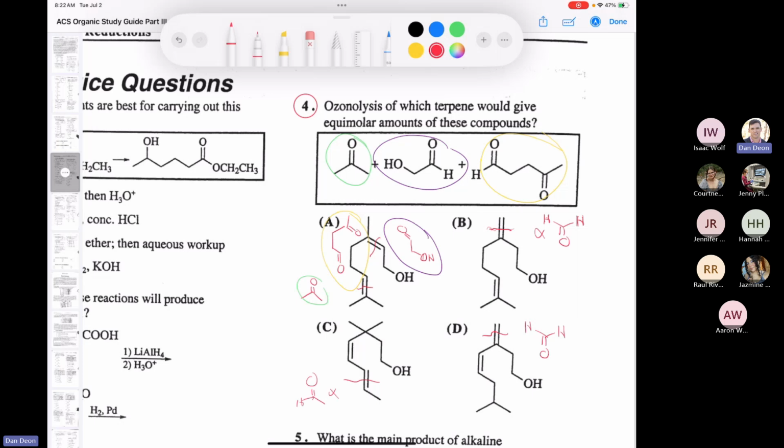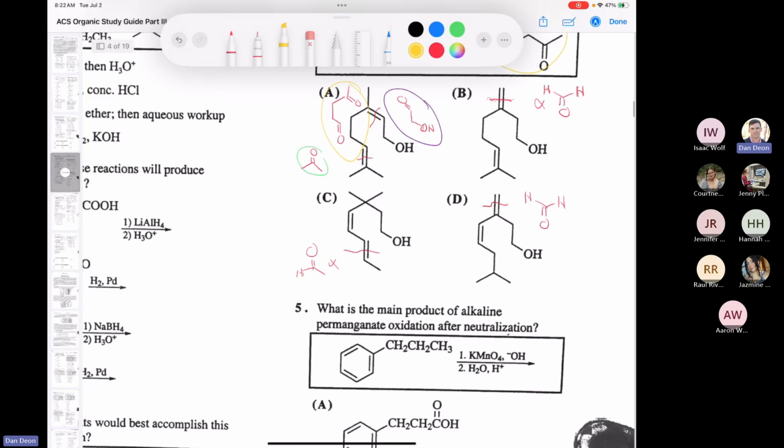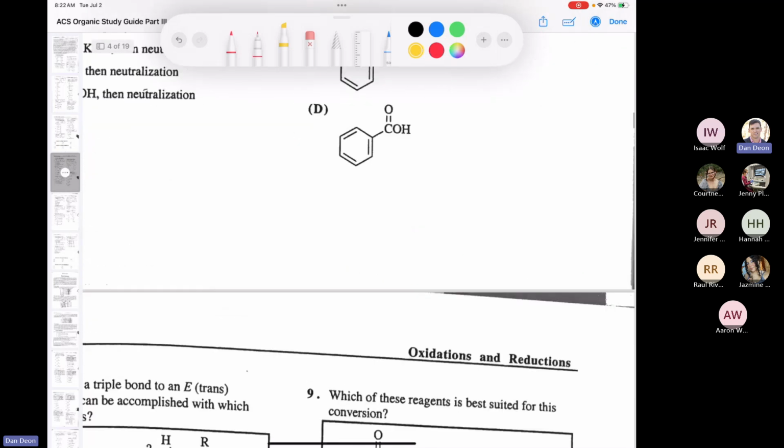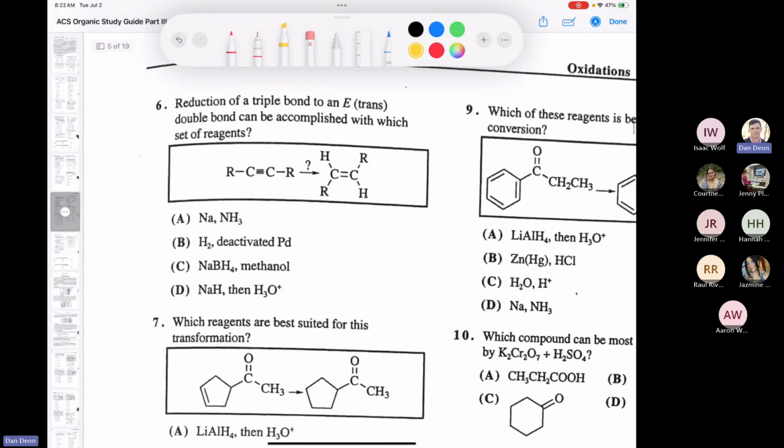So there you go. I find that students are usually very good at ozonolysis, figuring out what the products are and whatnot. So with that in mind, let's take a look at question number 6. So question number 6 says reduction of a triple bond to a trans alkene can be accomplished with which set of reagents? Does anybody remember this one? How you reduce an alkyne to a trans or E alkene?